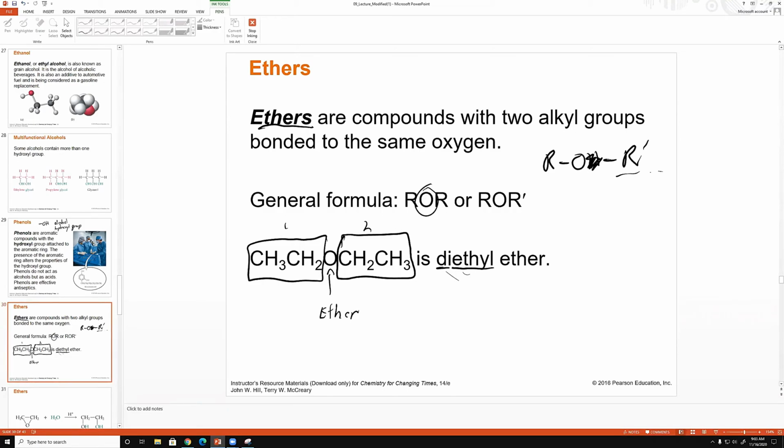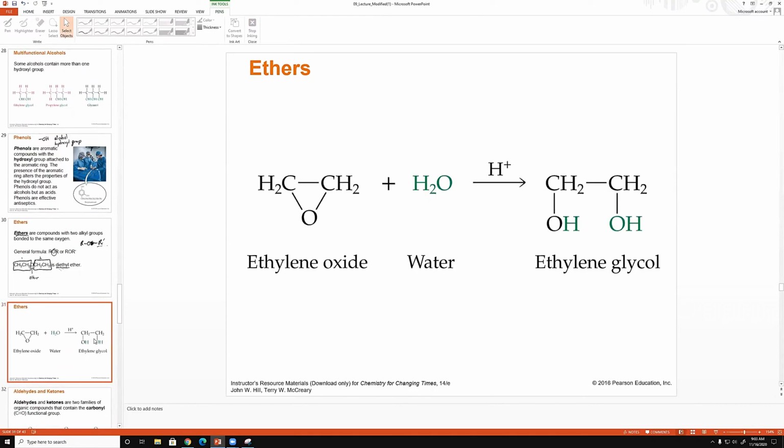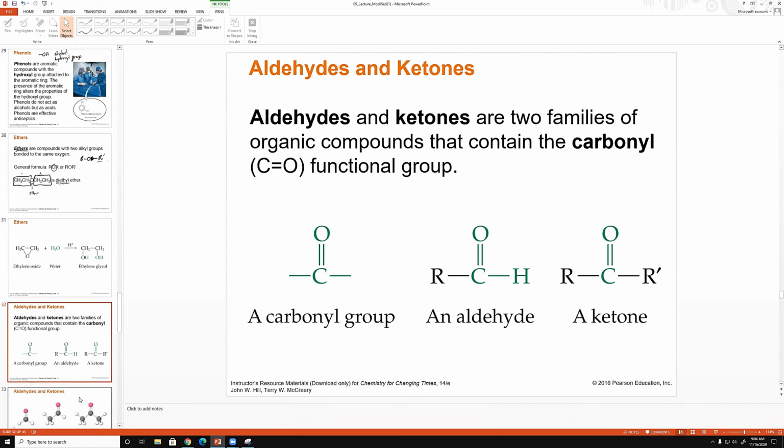That's diethyl ether. You can have dimethyl ether. You can have propyl ethyl ether. You can have really any combination you want. So these names, there's infinite possibilities. So here's how you make an ether, or here's what you can do with ethers. You get ethylene oxide, which is an ether. So it's got the O bound to other things, and then you add it to water, and you can make ethylene glycol. But not really too important.